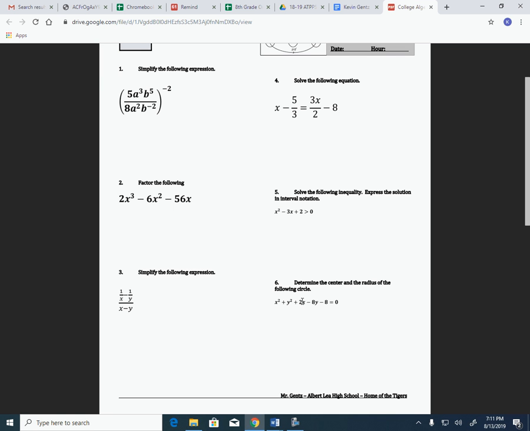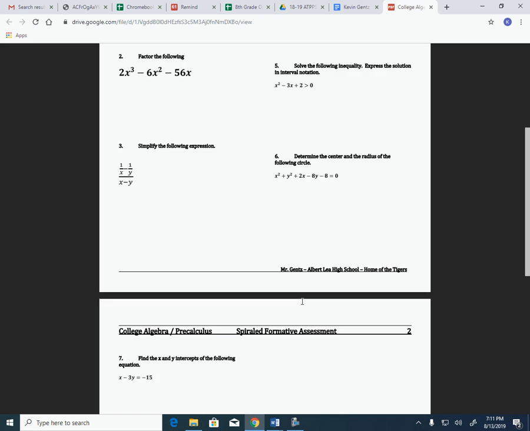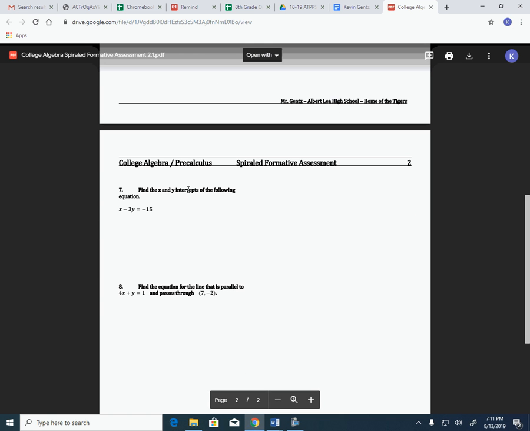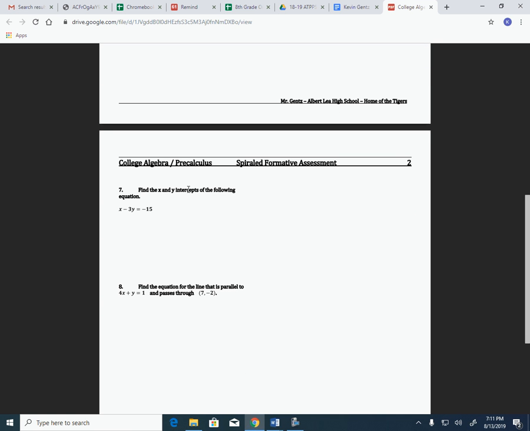Determine center and radius for a circle, using completing the square. And then here you can find x and y intercepts for the following. That seems like that's basic, right? But you guys know what kids do when they say find the x and y intercept. Some of them turn that into slope intercept form, and they tell me the y intercept, and they can't tell the x intercept. Why can't kids look at that and say, obviously the x intercept is negative 15, and the y intercept is 5? And it drives us nuts, right?